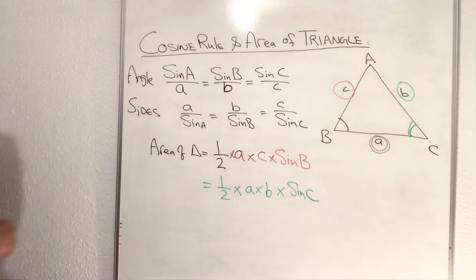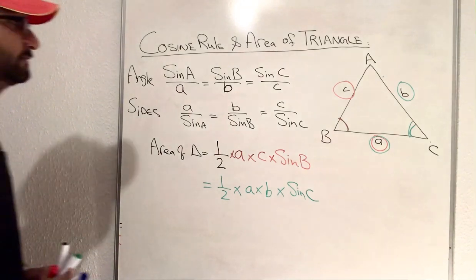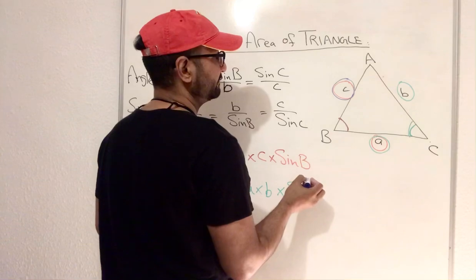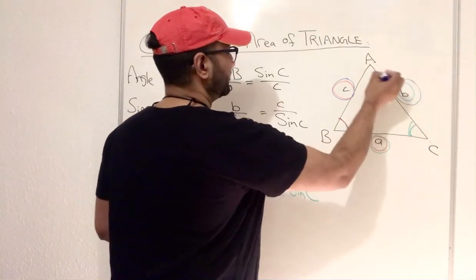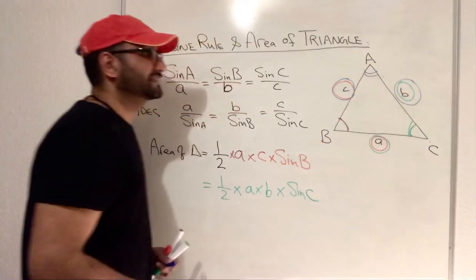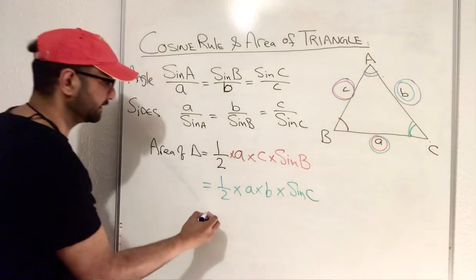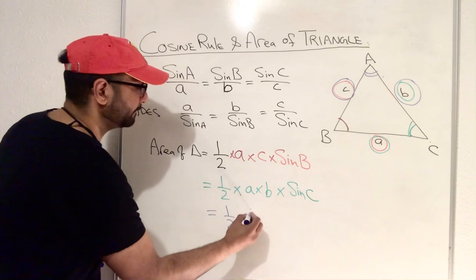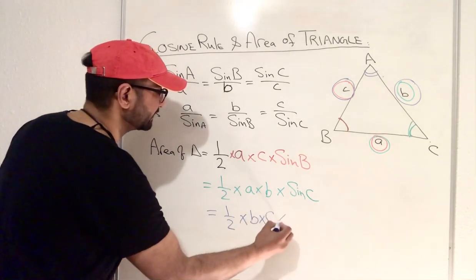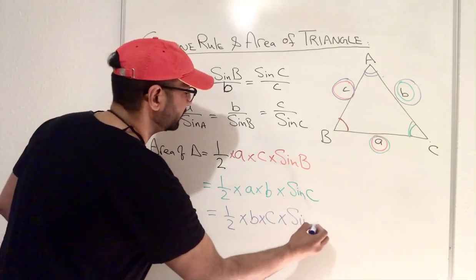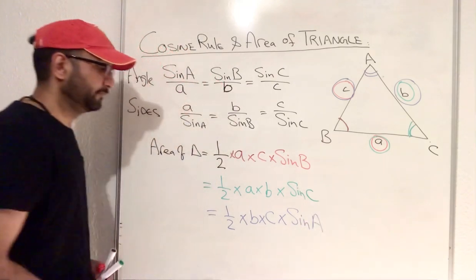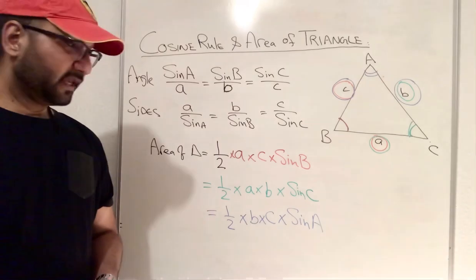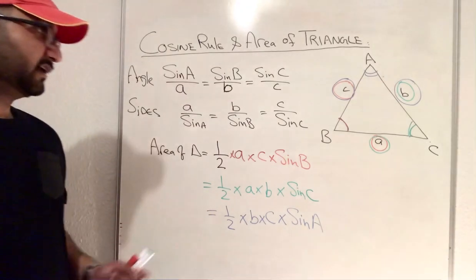If they give different sides, if they give this side and this side, then you have to use this angle. This angle must be given. Then you have to use half times B times C times sine of angle A. This is the other way to find the area of a triangle.